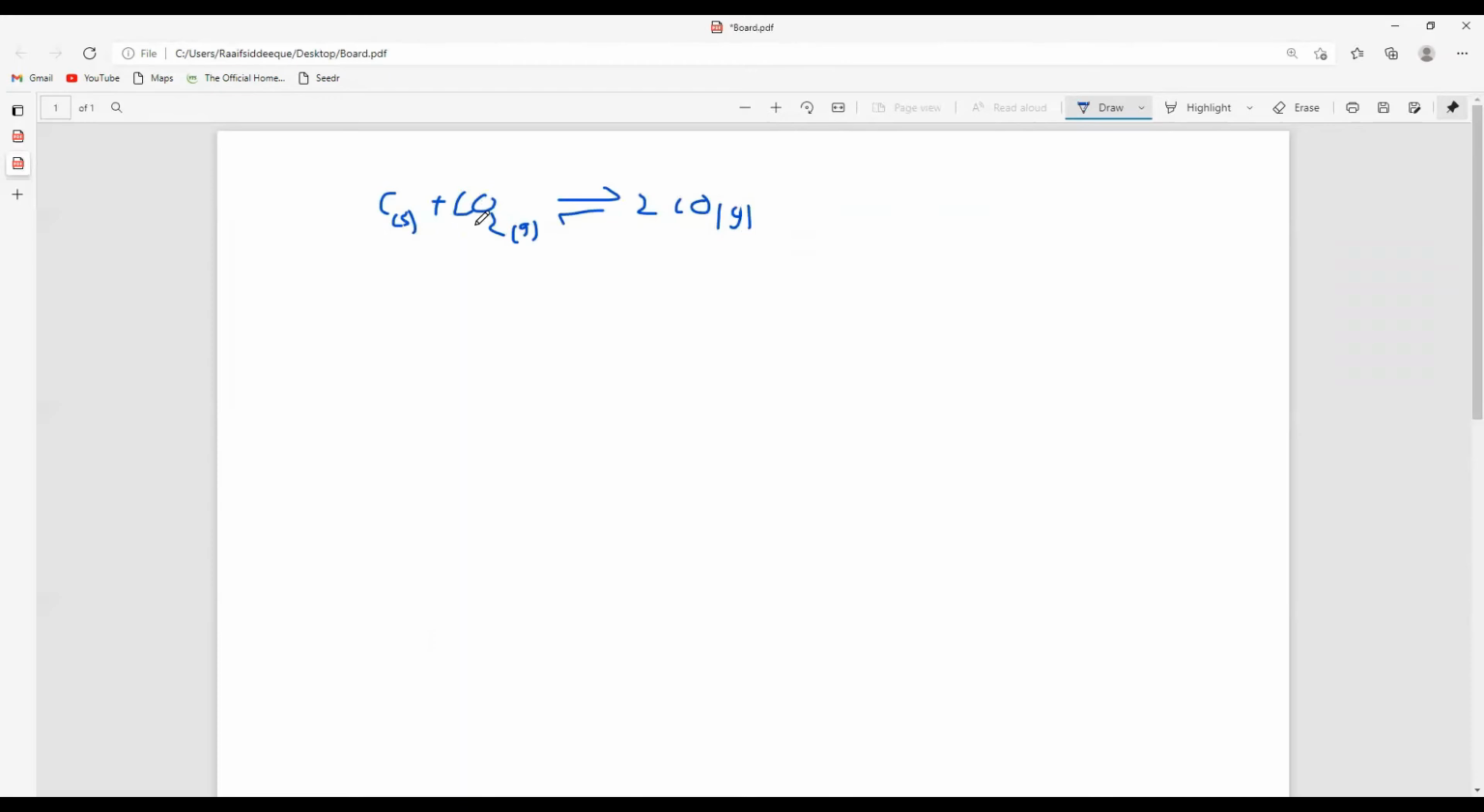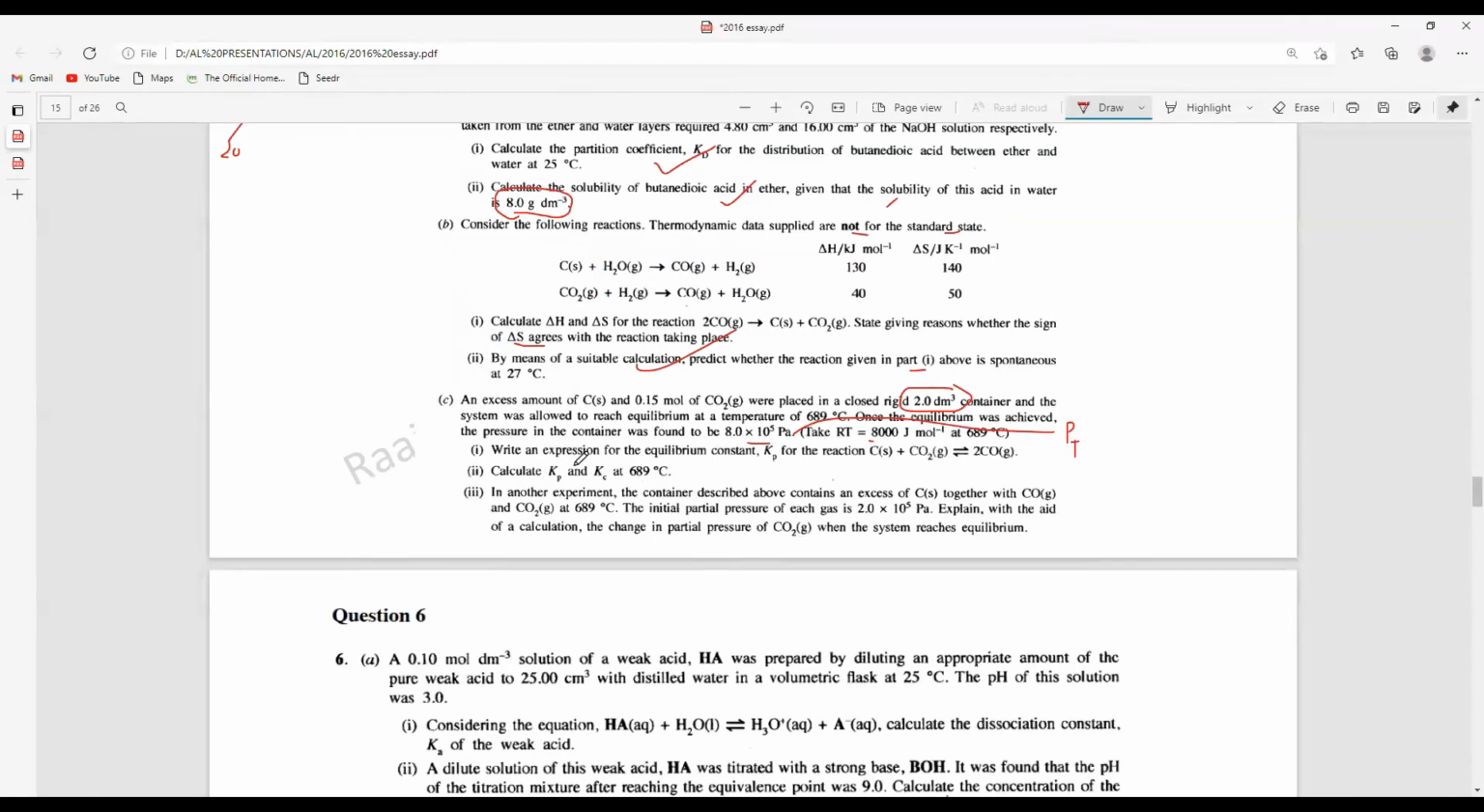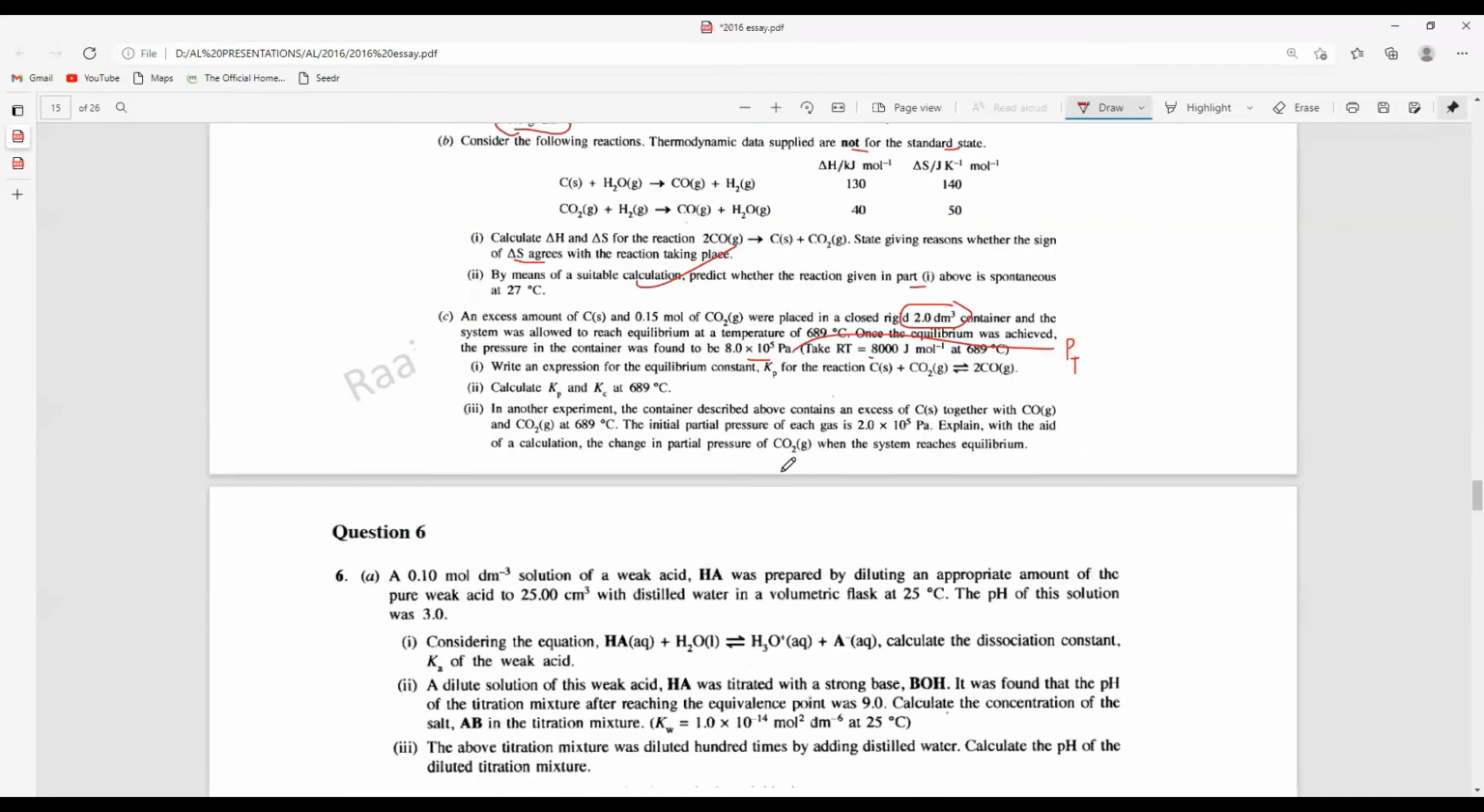So you know here there are two gases and one solid. So your Kp is going to include only the gaseous species, because Kp is related to pressure. So pressure of CO gas to the power 2 over pressure of CO2 gas. Okay, so this is going to be our Kp expression. Calculate Kp and Kc at 689. So how do you do this?